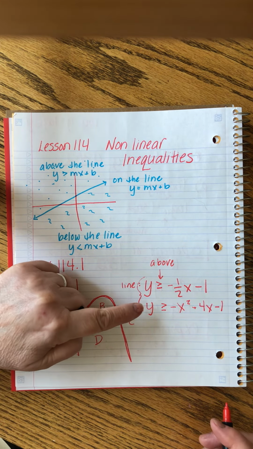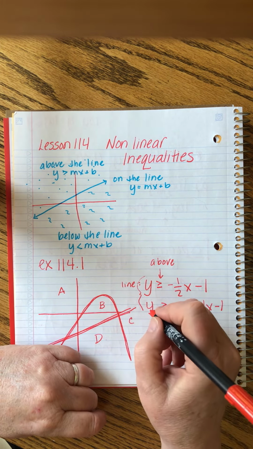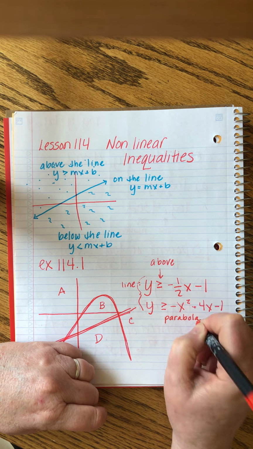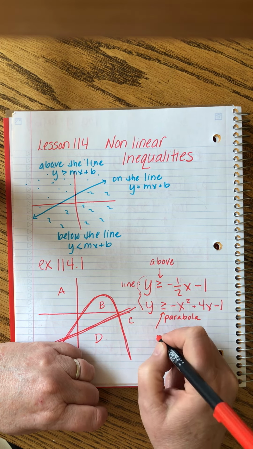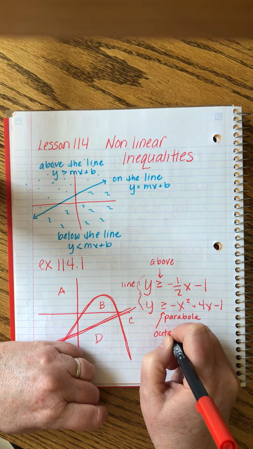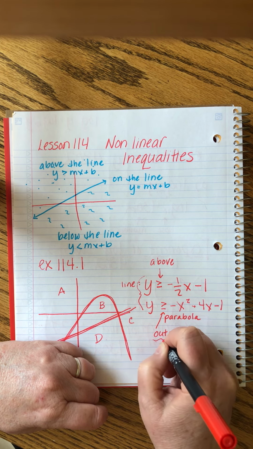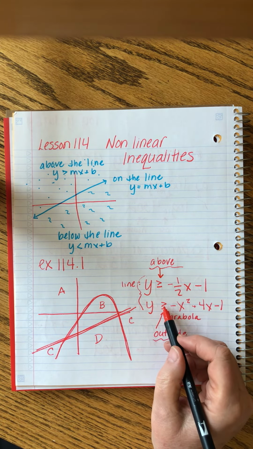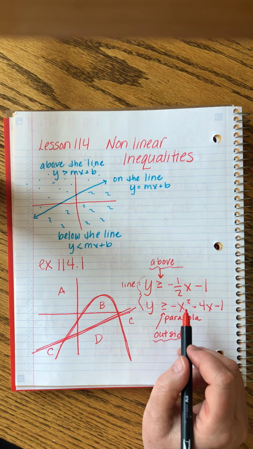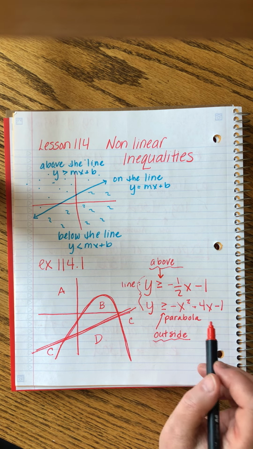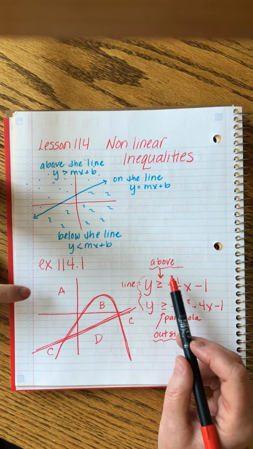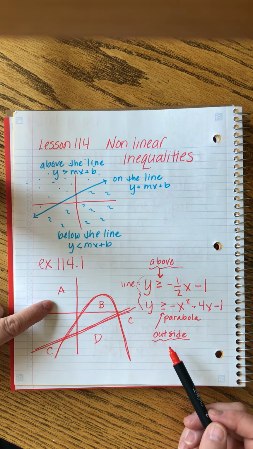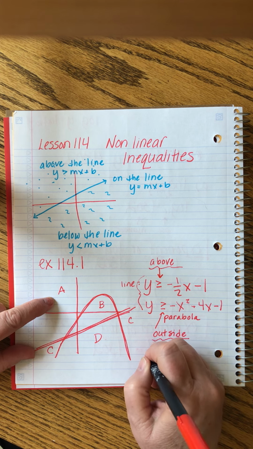Okay? This, John tells us, is the parabola. I'm going to write that down here because I don't have room on the side. And this tells us that we want the region outside the parabola. Okay? If it was less than, that would be inside. We'll get to one of those later, I think, in the examples. How many examples do we have? 1, 2, 3. All right, so we want the region that is above the line and outside the parabola. That would be region A.